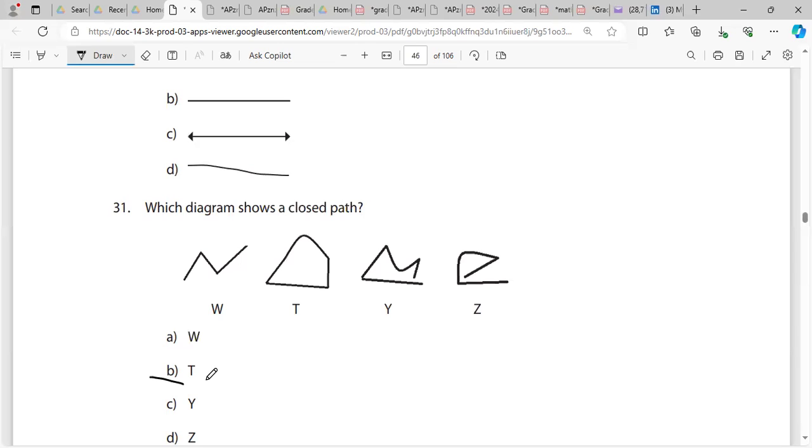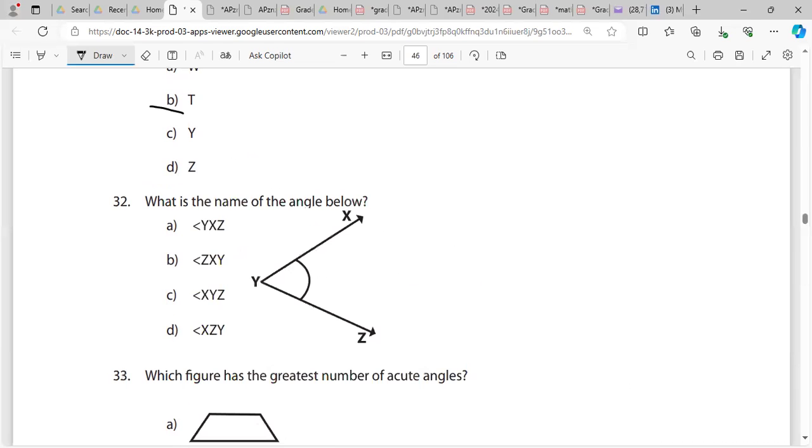Let's move on to 32. What is the name of the angle below? X, Y, Z, X, Y, Z, X. The middle one should be the angle, right? So Y should be in the middle. So it's this one right here.